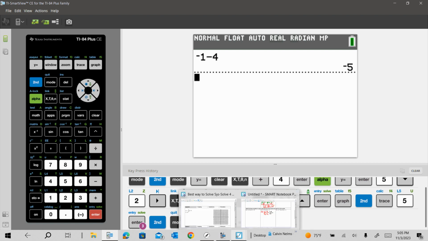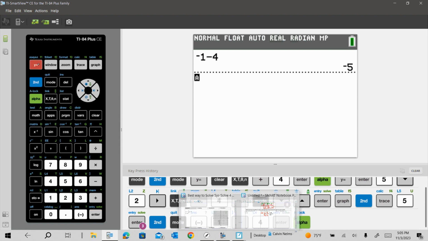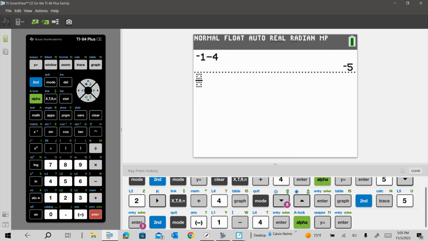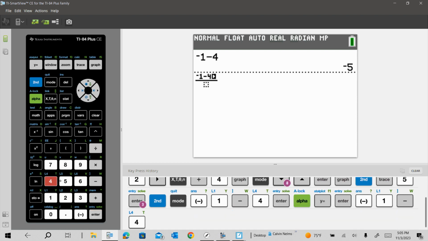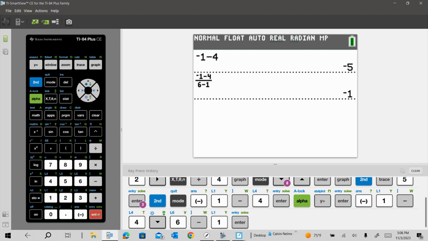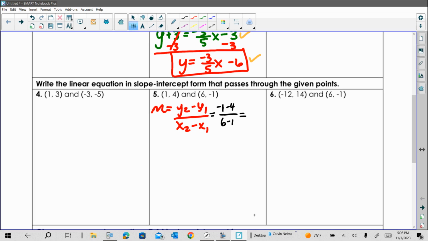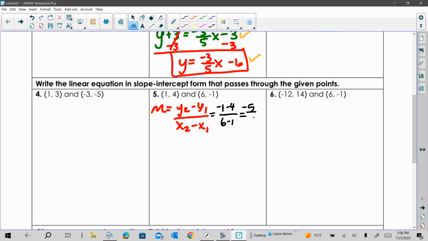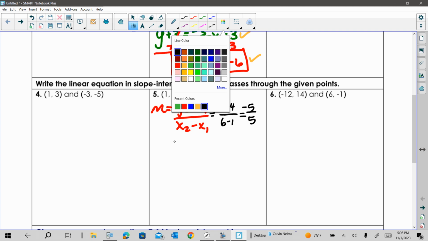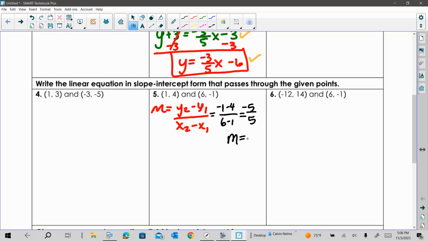We could do them all by hand, or you can use your calculator: alpha y equals, hit enter to create your fraction box, and put the actual slope formula. On the top we have -1 minus 4, and on the bottom we have 6 minus 1. This reduces to a slope of -1, because we had -5 over 5. So m is going to equal -1. That's our slope.